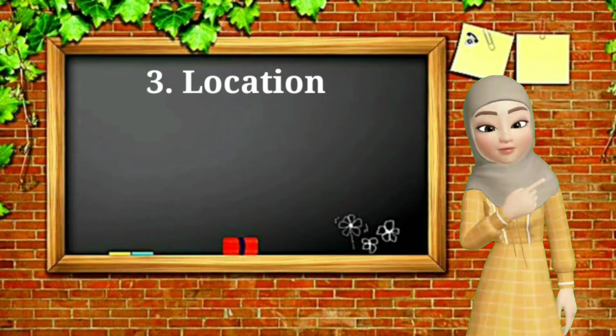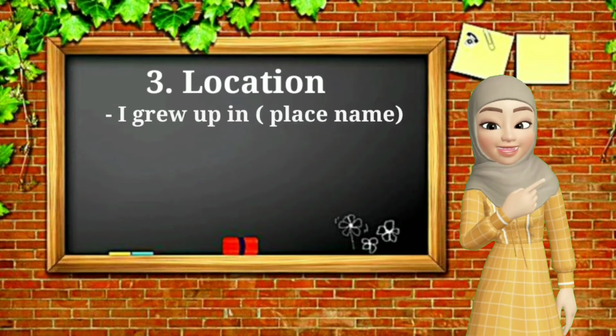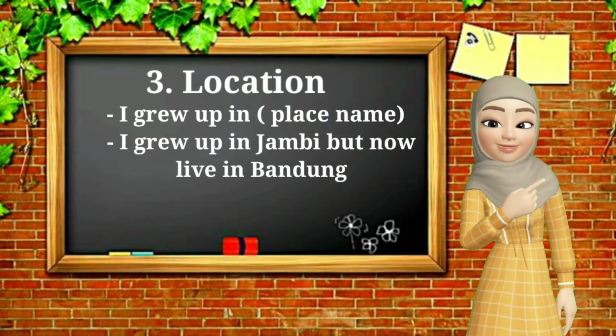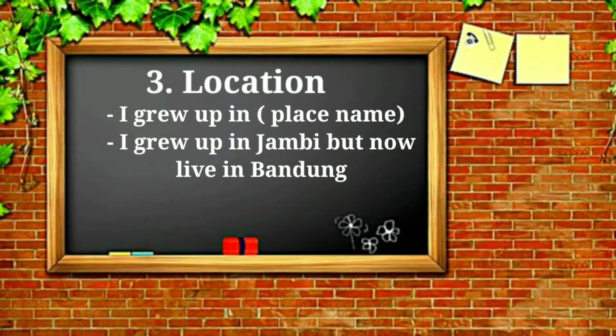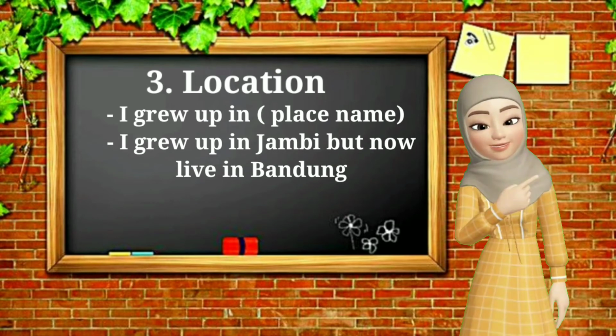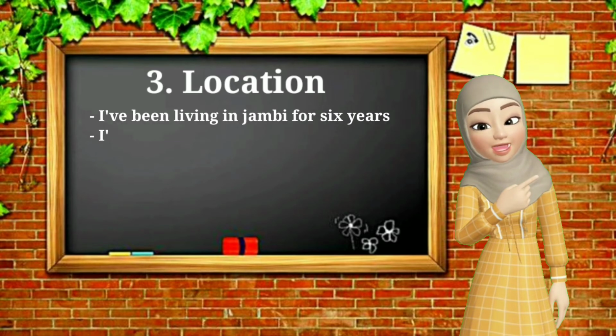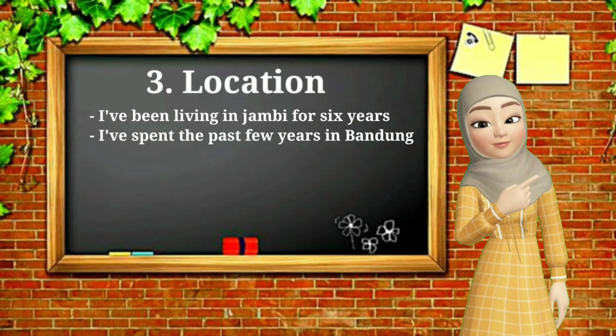If you are from one place but now living in another place, you can say, I grew up in Jambi, but now I'm living in Bandung. If you want to say how long you have lived in a place, you can say, I have been living in Jambi for 6 years, or I have spent the past few years in Bandung.